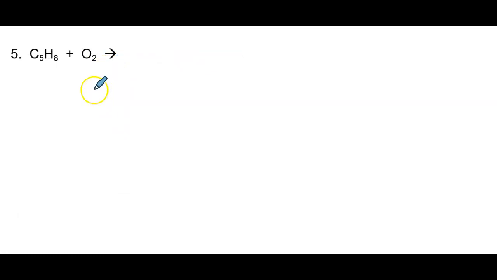All right, this is a combustion. How do I know it's a combustion? It's a hydrocarbon plus an oxygen. So a hydrocarbon plus an oxygen is always going to form, for the purposes of what we're doing in this part of the unit, CO2 and H2O. Now you need to balance it.